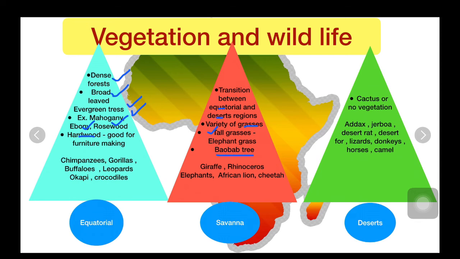Deserts are without vegetation, or cactus are growing, because they do not receive any rainfall, so it is not good for growth of any vegetation. Here the wildlife includes addax, jerboa, desert rat, desert fox, lizards, donkeys, horses and camels.